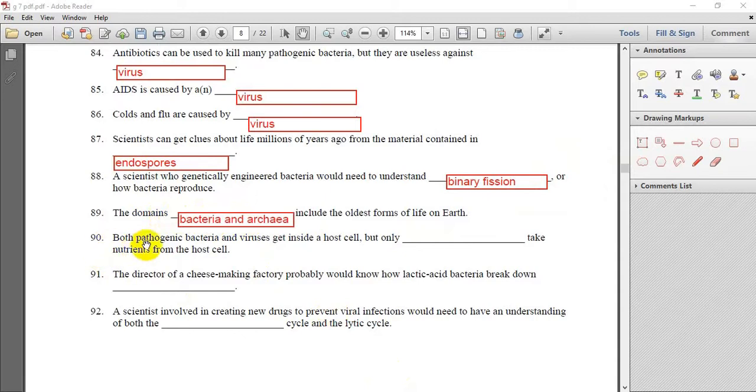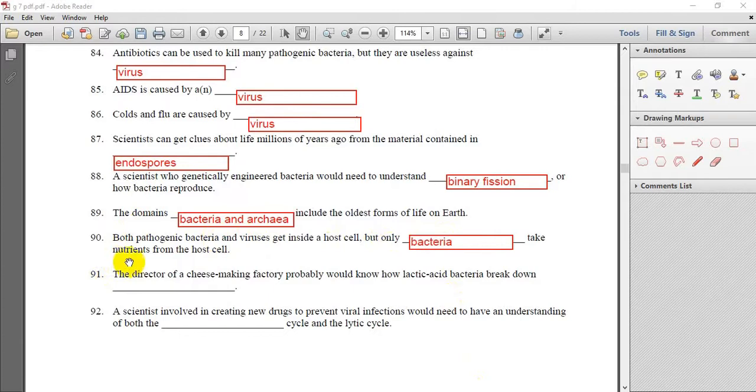Next question. Both pathogenic bacteria and viruses get inside a host cell, but only what takes nutrients from the host cells? As we know, viruses don't need the host cell to get nutrients. They need the host cell to reproduce and make more copies. So bacteria need to take nutrients from the host. So the answer here will be bacteria.